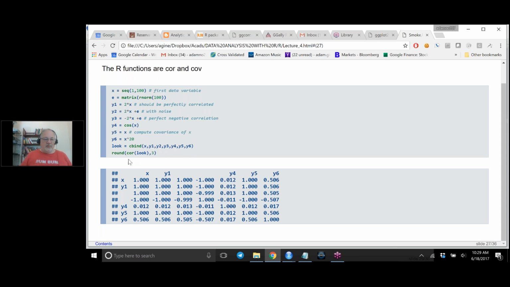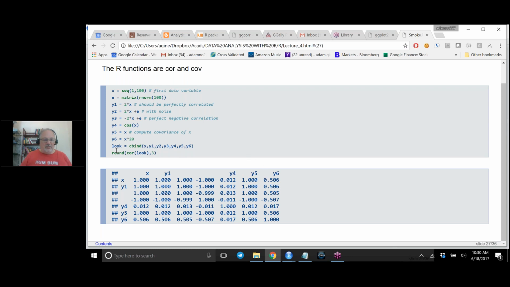But what this will do when you do correlation is it'll understand you mean that, and so it'll just give you the correlations of all the different variables with all the other variables in the form of a matrix. Okay? So that's how you do that. And incidentally, if you wanted covariance, now notice, y5 is x, and notice the covariance is 1 because these were scaled.